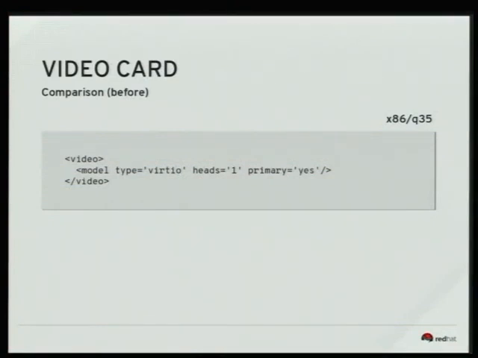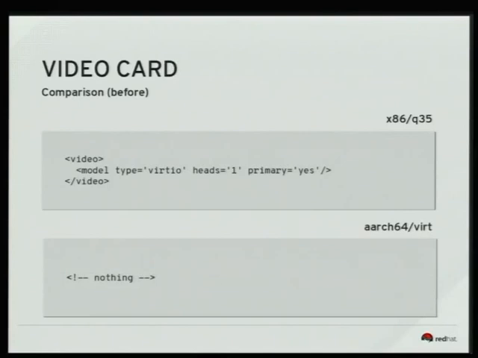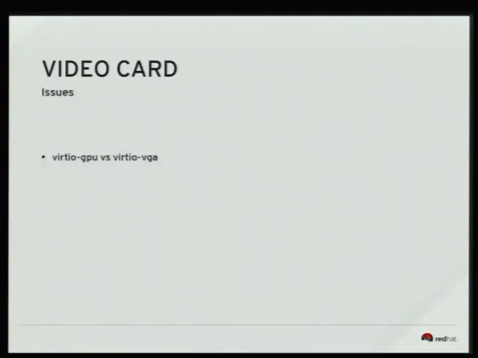Next up, video cards. So again, we start with the comparison. On x86, you could get a video card, and the model is virtio, so it's going to be a virtio video card. On AArch64, you get nothing, again. So you're stuck with serial or VNC or whatever. So what are the issues? We have two models in QEMU of virtio-backed video cards. One is virtio-gpu, the other one is virtio-vga. The only difference between them is that virtio-vga provides a legacy VGA frame buffer, whereas virtio-gpu doesn't have it.